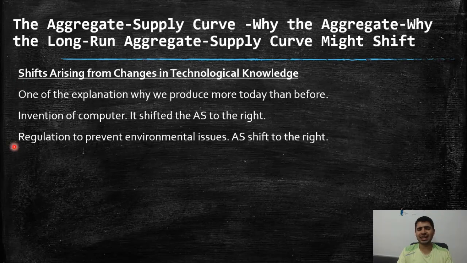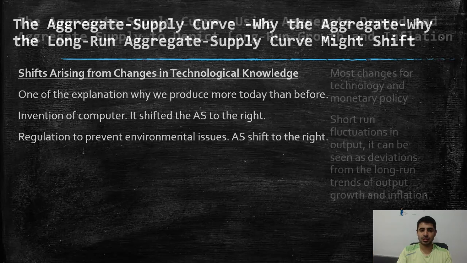Another situation that can move the aggregate supply is technological knowledge. One explanation of why we produce more today than before is the invention of the computer, which shifts AS to the right. Regulation to prevent environmental issues shifts AS, actually to the left, right? Because there are restrictions, it could be an issue, but at the end of the day it could be better if we want to keep living on this planet.